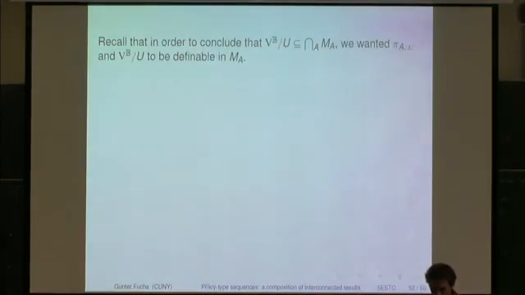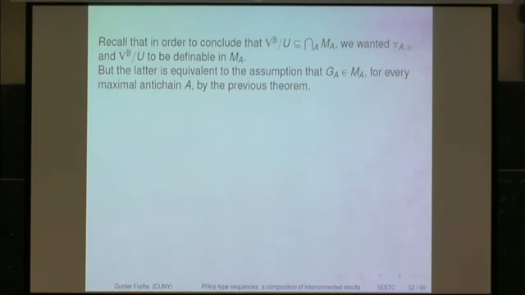So the question is, in order to conclude that we have V^B/U contained in the intersection of all the M_As, we wanted pi_A,infinity and V^B/U to be definable in M_A. But this is equivalent to assuming that G_A is in M_A. If G_A is in M_A, then we just saw that we can define both of these things, because they are just the Boolean ultrapower embedding and Boolean ultrapower construction with respect to G_A.